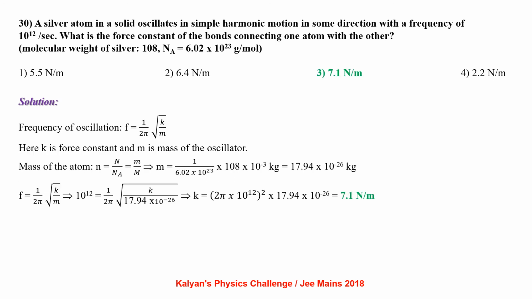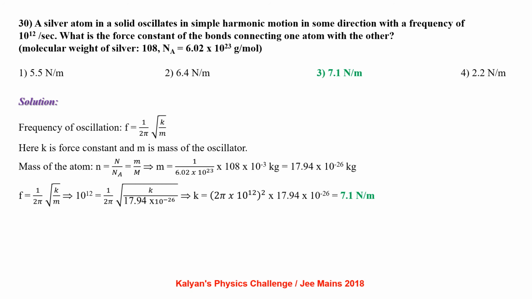A silver atom in a solid oscillates in simple harmonic motion in some direction with a frequency of 10 power 12 per second. What is the force constant of the bonds connecting one atom to the other? Molecular weight of silver is 108 and Avogadro constant is 6.02 into 10 power 23 per mole. Frequency of oscillation f equal to 1 by 2 pi root k by m. Here k is force constant and m is mass of the oscillator.